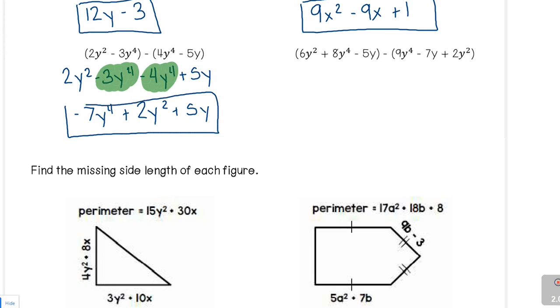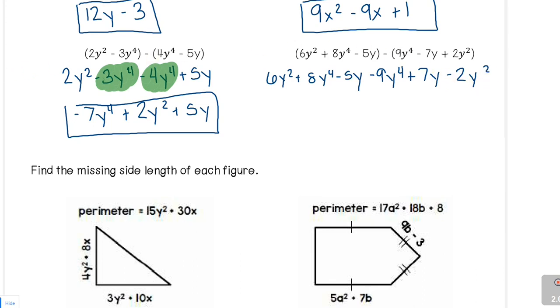This last one here, I want you to pause the video and try it. Then come back and check your work afterwards. So drop your first parenthesis, and change the signs on your second. So minus 9y to the fourth plus 7y minus 2y squared.